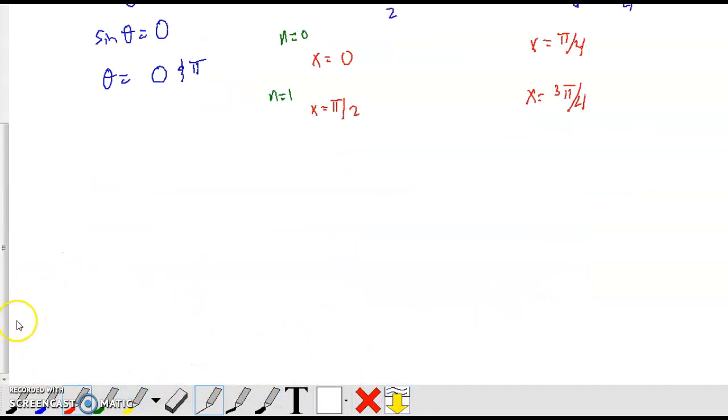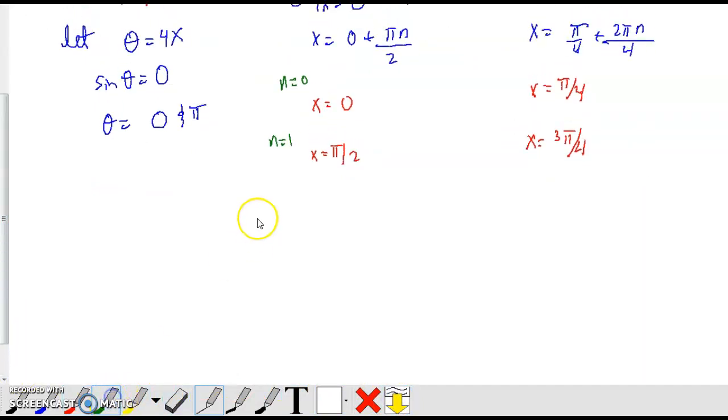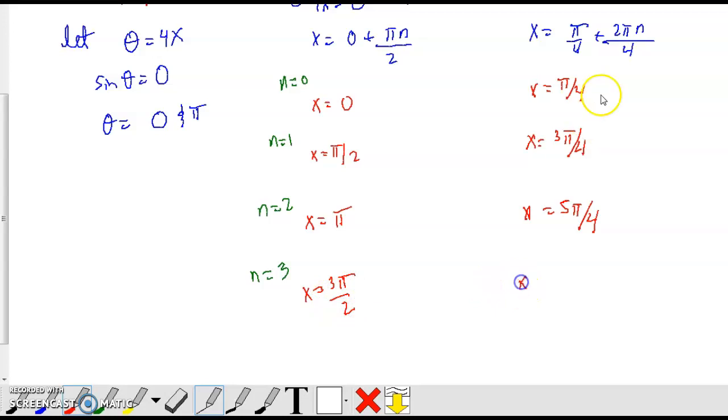All right, let's continue. Lost my equation. N is equal to 2. So if I plug this in, 2 over 2 is just going to be pi. If I say this one, 2 times 2 is 4. 4 plus 1 should give me 5 pi over 4. N is equal to 3. So this will just become 3 pi over 2. And then 2 times 3, 6. 6 plus 1 gives me 7 pi over 4.